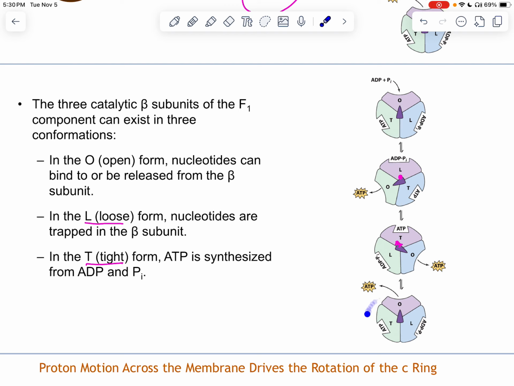And then our C-ring is spinning, spinning, and finally this jumps around. Remember we said when it's in the O conformation, that's when nucleotides can enter or be released. Well, now this one had ATP, so it is released, and we would start over. A new ADP and phosphate could move in. So for every 360-degree turn, we're releasing 1, 2, 3 ATP.